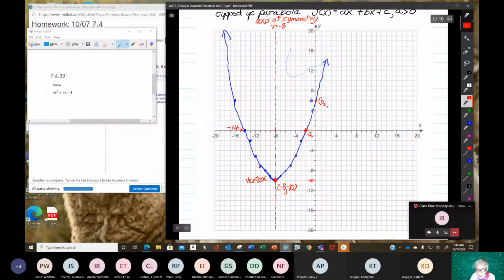So let's write all this down. Okay, this point is -2, 0. -2, 0 is an x-intercept. -14, 0 is an x-intercept. The vertex is -8, -10, and the axis of symmetry is x equals -8. And what I've done is what my math lab refers to as labeling the parts of a parabola. Okay, I labeled them, but I'm actually going to write them out.